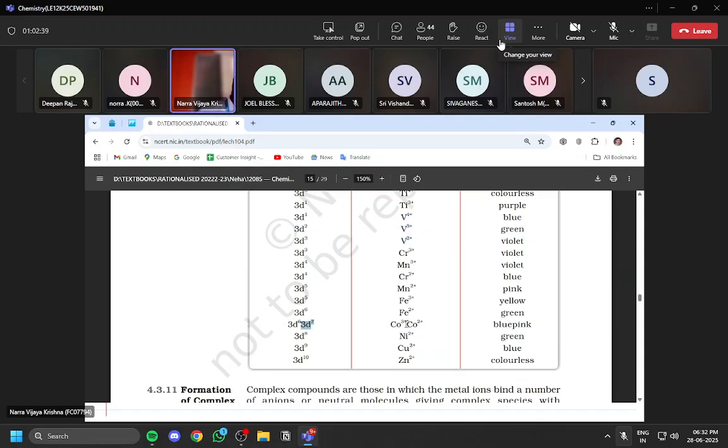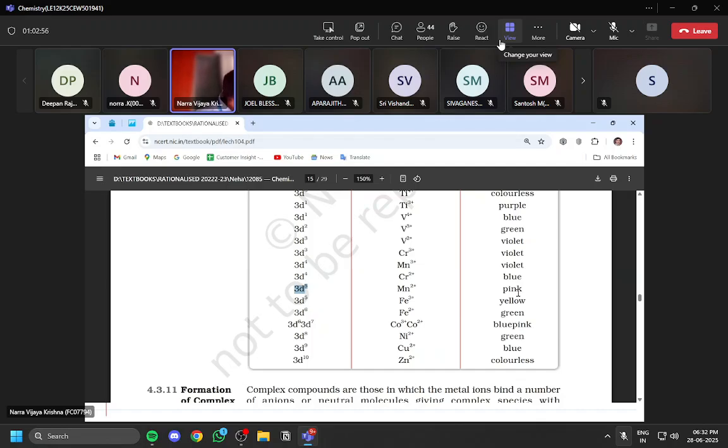D7 means, can we take cobalt plus 2? Color is pink. Correct? Now observe here. D5, pink. D5, yellow. Are you able to understand?